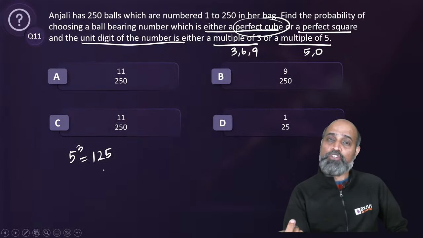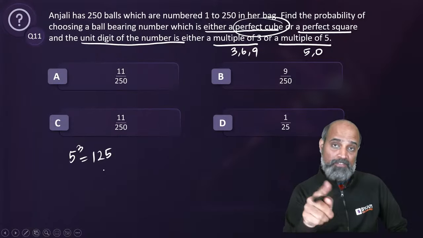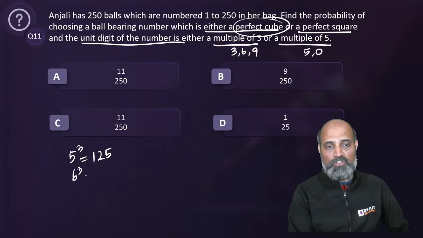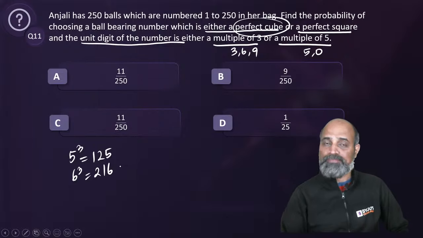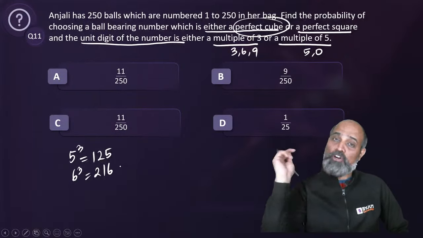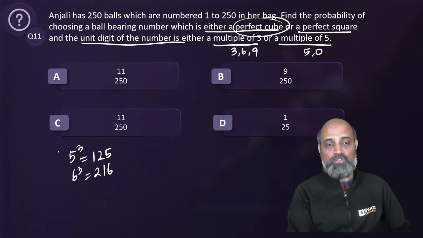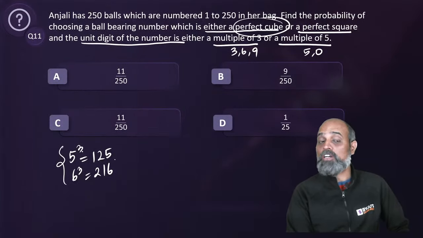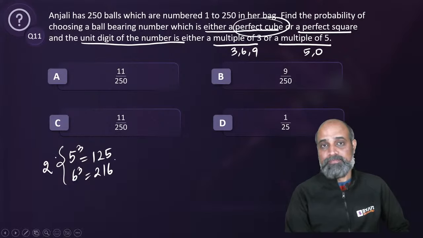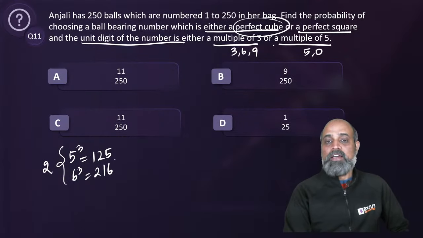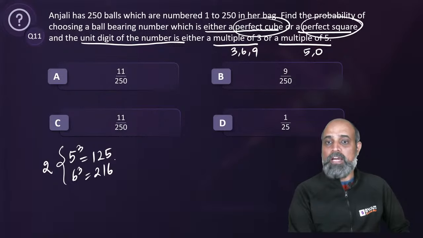Next, 6 का cube is 216, which lies there. So 6 का cube is 216, बिल्कुल. 7 का cube is 343, way beyond. So perfect cubes that end in 3, 6, 9, 5 or 0, we got 2 such cases. है ना? अब perfect square ढूंढो.